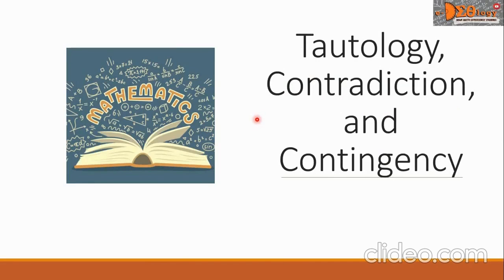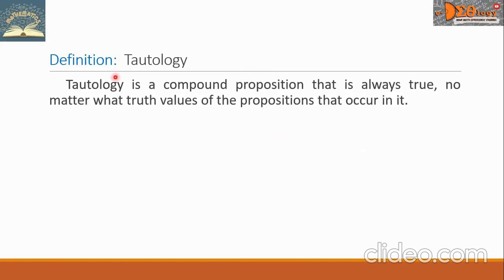Hi everyone. Today we're going to study tautology, contradiction, and contingency. Let's begin with a definition of tautology. Tautology is a compound proposition that is always true, no matter what truth values of the propositions that occur in it.